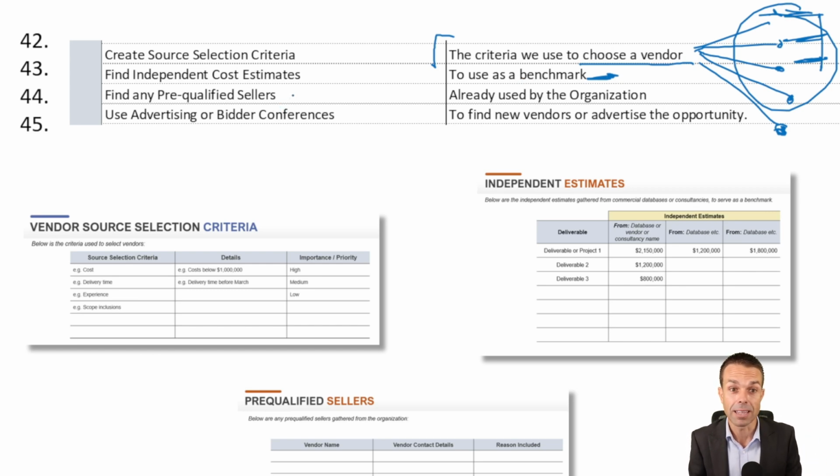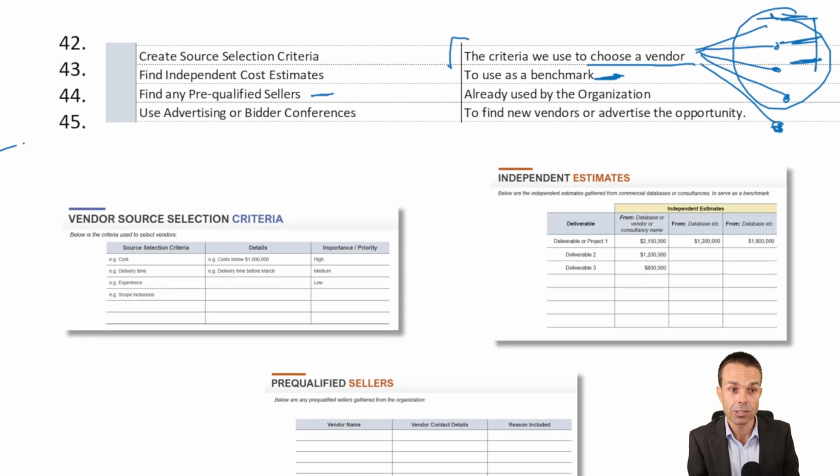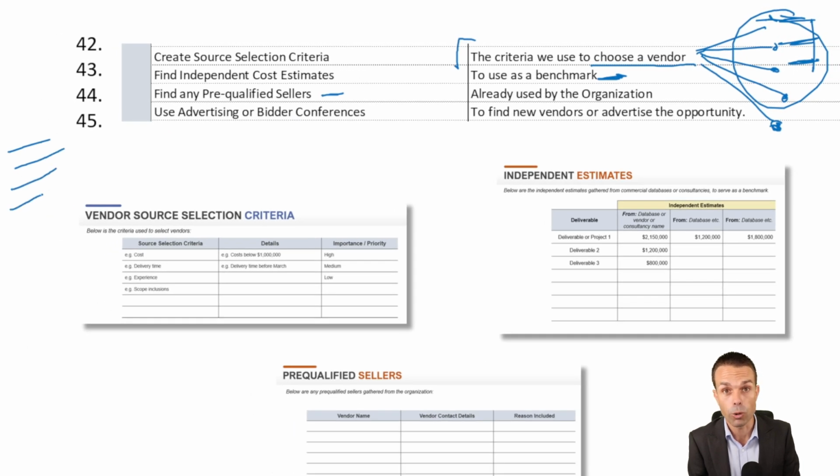Then we find any pre-qualified sellers within our business. Maybe in our business we have a list of sellers that we already work with and we're happy to work with those, and we have to work with those maybe because they're pre-approved. So they're already used in the organization. We need to find that list just in case. And if it doesn't exist, that's fine, but we need to check. Then use advertising or bidder conferences. So we need to advertise the opportunity out there to find new vendors.